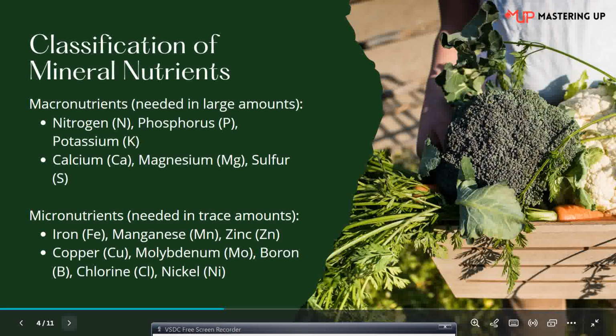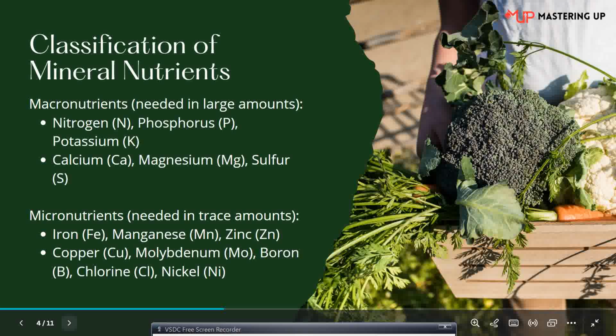Okay, so nutrients, they are mineral nutrients. They are of two types, macronutrients and micronutrients, based on the amount in which they are required. So macronutrients are needed in large amounts, whereas micronutrients are needed in trace amounts, very little amount. So they are also called trace minerals. Macronutrient examples include nitrogen, phosphorus, potassium, calcium, magnesium and sulfur. In the case of micronutrients, they involve iron, manganese, zinc, copper, molybdenum, boron, chlorine and nickel. Okay, so they are the examples of micronutrients and macronutrients.